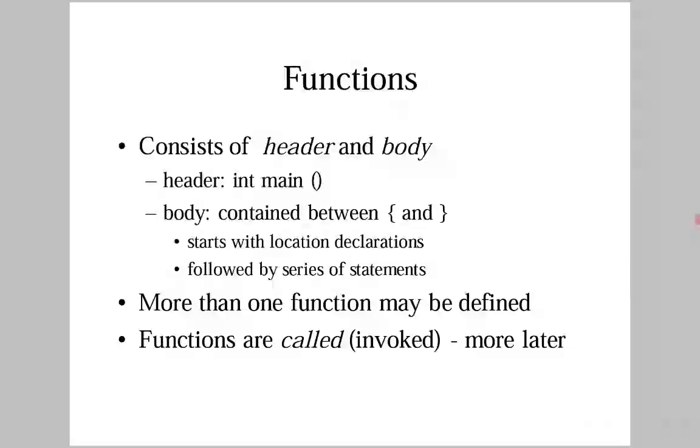So the header is int main, and the body is contained in between. After writing main, we use the function body. What is the function body? Generally the function body is contained between two brackets, starts with local declarations followed by a series of statements. More than one function may be defined. Functions are called or invoked more than once. So generally in C programs we may use more than one function, and we may call the same function many times within a program.